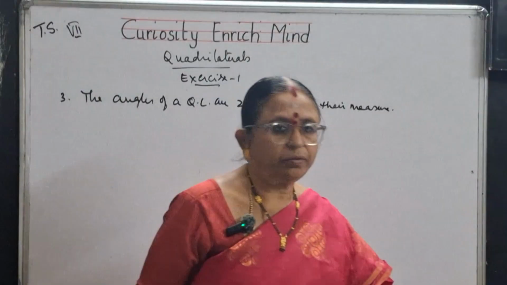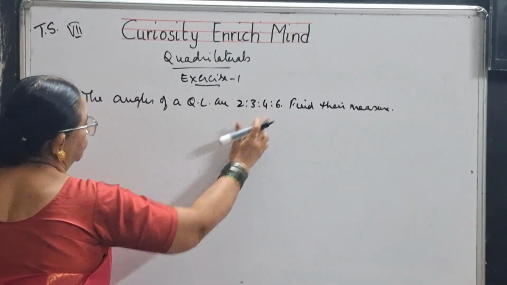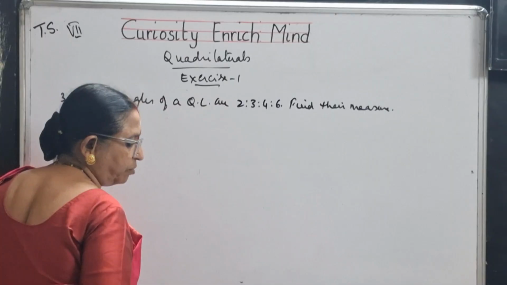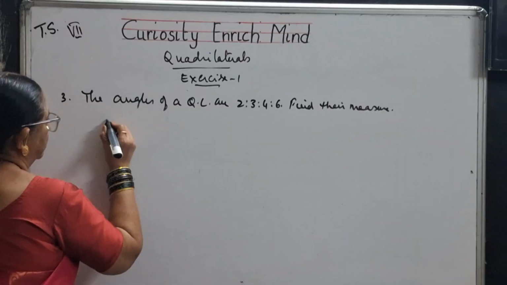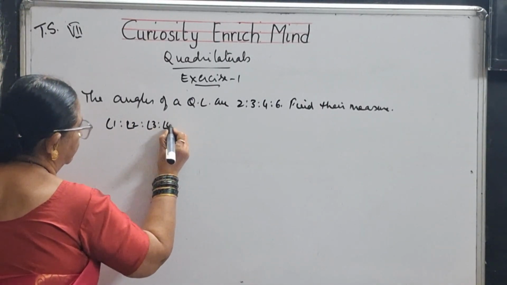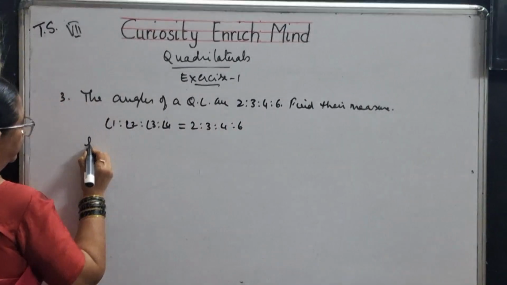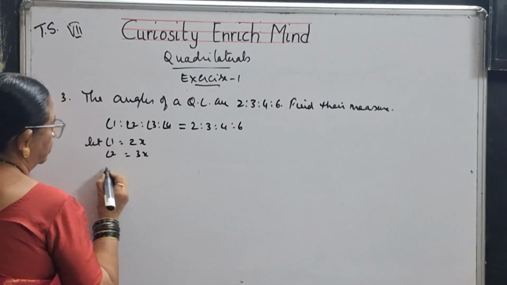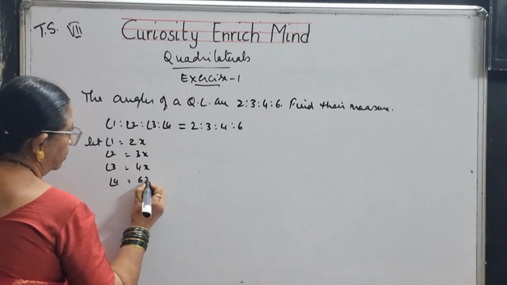Second problem done. Now the third problem. The angles of a quadrilateral are in the ratio 2 is to 3 is to 4 is to 6. In the book it is given to find the measure of each of the four angles. So we know that angle 1 is to angle 2 is to angle 3 is to angle 4 is equal to 2 is to 3 is to 4 is to 6. This means, let angle 1 be 2x, angle 2 be 3x, angle 3 be 4x, angle 4 be 6x.